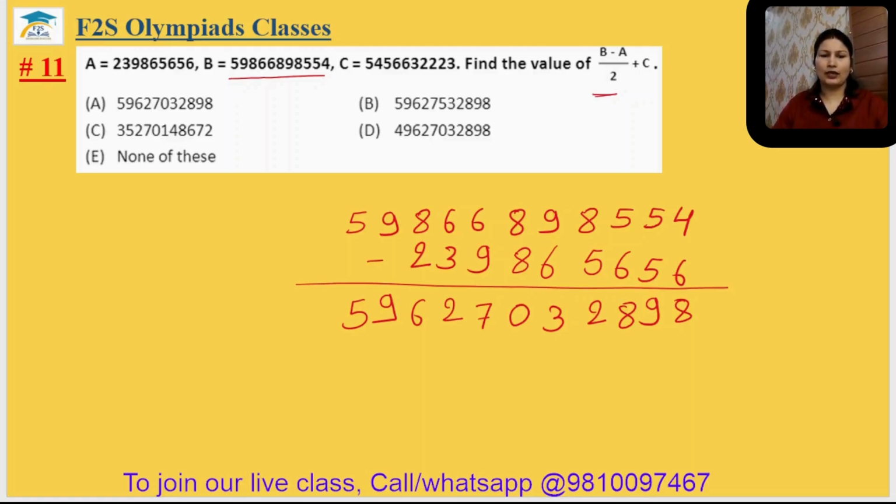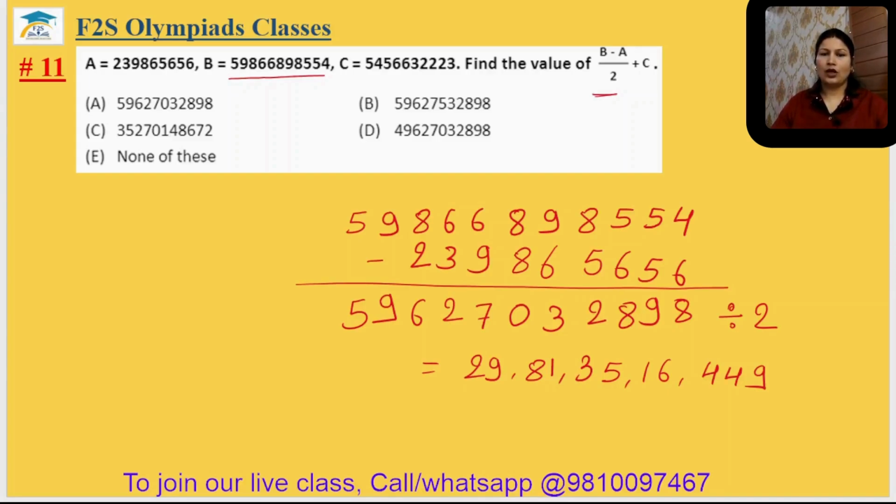So 5962703289835. If we divide it by 2, so 98132. Sorry, 35 it is. 16449. So we have found the value of B minus A by 2.